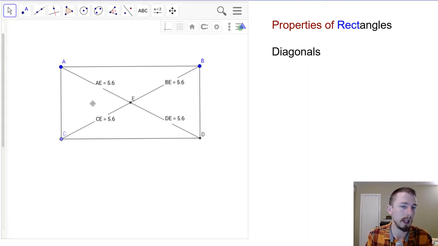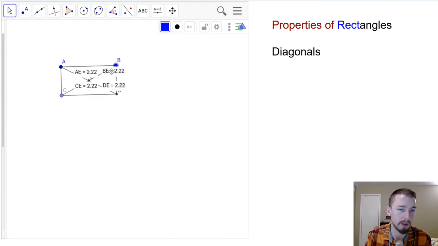So I constructed a rectangle. We have AE and DE. If you notice, those are the same. Well, and same thing with CE and BE. Those are the same as well. Now, we already knew the diagonals bisected each other. That was a property of parallelograms. But now in a rectangle, what's interesting is that they're all going to be exactly the same.